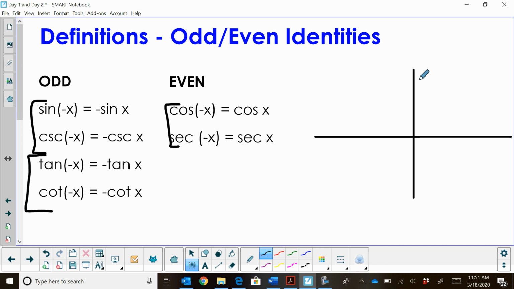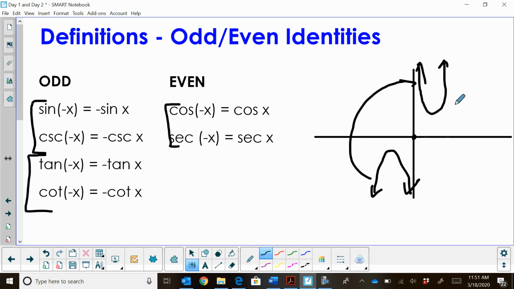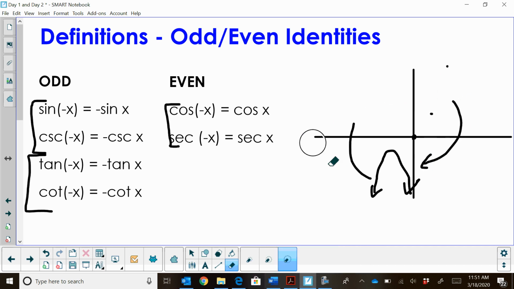Cosecant, of course, would be the reflection. So your cosecant graph looks like this about the origin. And again, you can see, if I rotated it, this branch would be down here and this branch would be up there. It would indeed be rotational about the origin. So there's your sine and your cosecant, so you can see the visual.